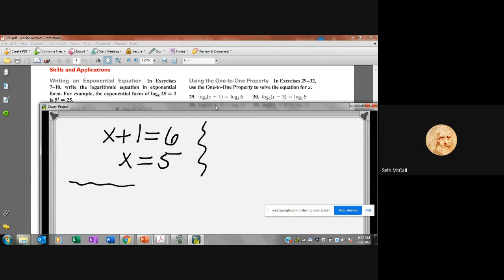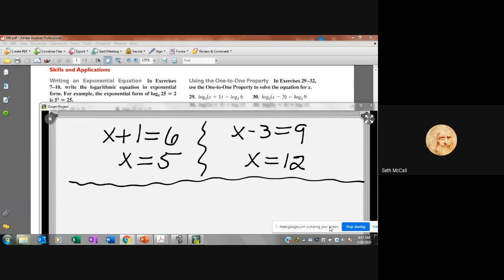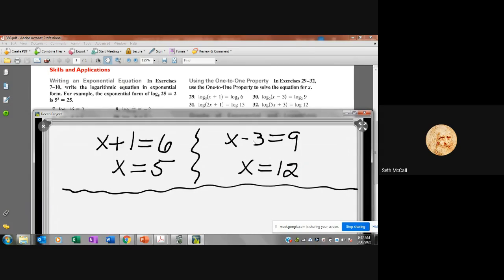Here's number 30. Number 30 is log base 2 of x minus 3 equals log base 2 of 9. As you can see again, the logs and the bases both match. Therefore, you're going to set x minus 3 equal to 9. You're going to add 3 to both sides, and you're going to get x equals 12. So that one was pretty easy as well. Now the next two are pretty much equally as easy.